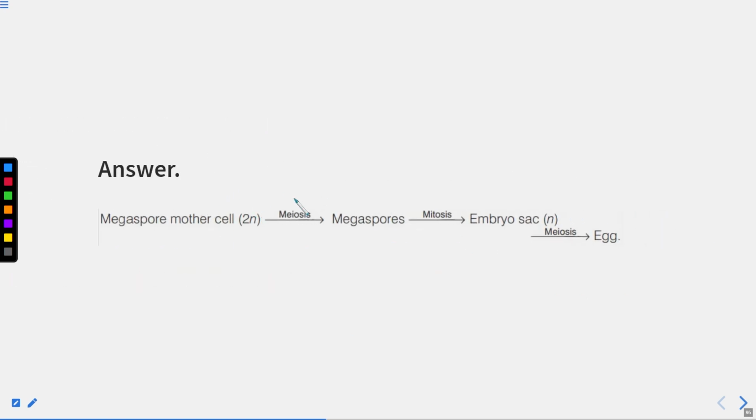The megaspore mother cell undergoes meiosis to form megaspores, which are haploid, and then the megaspore undergoes mitosis to form the embryo sac. Then it should be mitosis to form the egg cell, which is haploid, because meiosis can only take place in diploid cells. Mitosis takes place in the haploid cell. So here it should be mitosis.